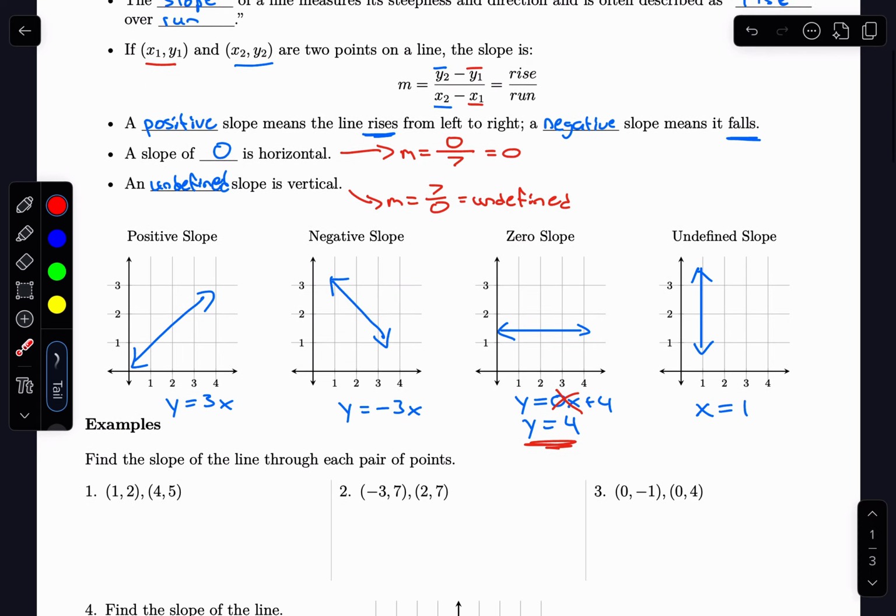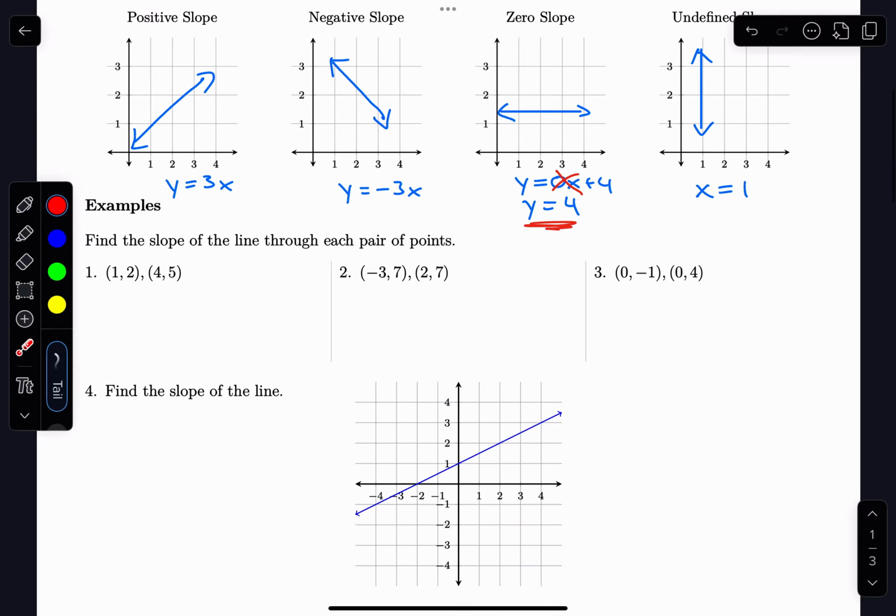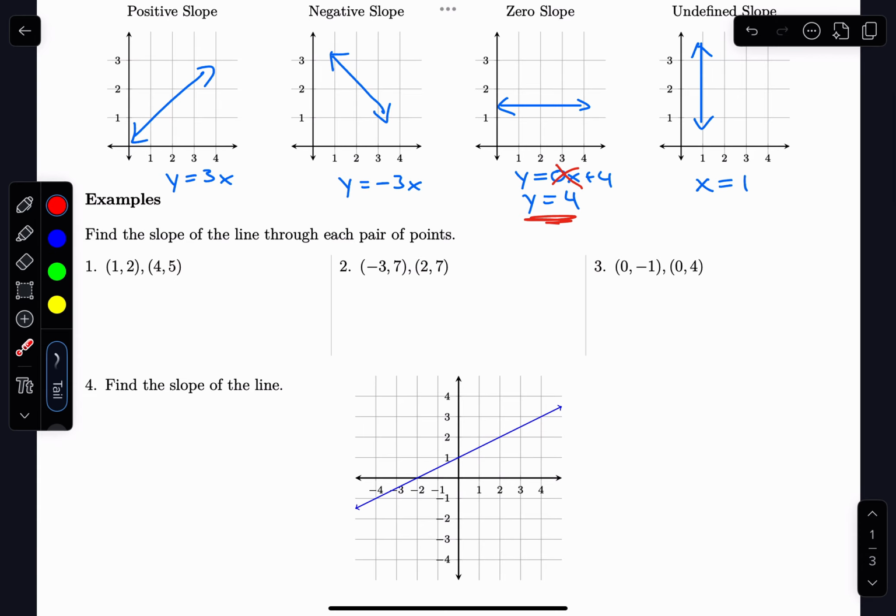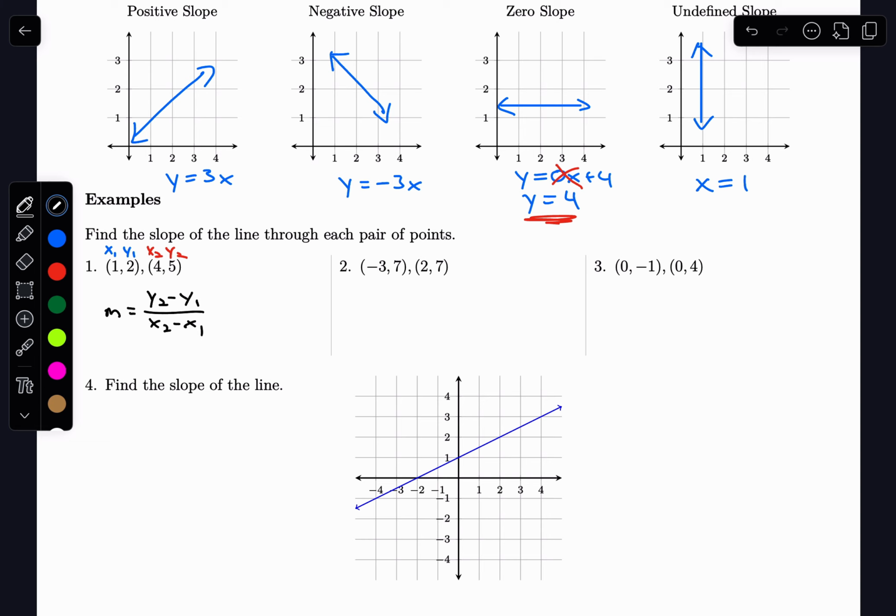All right, let's do some examples of finding slope now. So number 1, we want to find the slope that goes through the 2 points given, 1 comma 2 and 4 comma 5. So the first thing we're going to do is label our points as x1, y1 and x2, y2. That way we can use the formula where m equals y2 minus y1 over x2 minus x1.